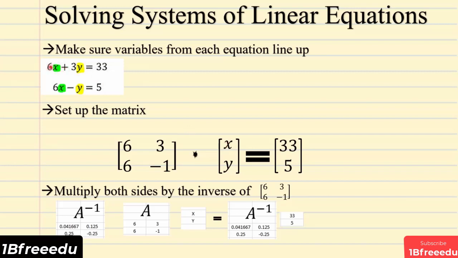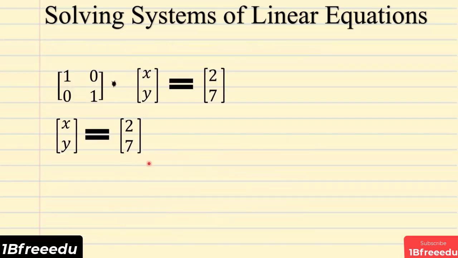Afterwards, we want to extract the coefficients from these variables, in this case 6, 3, 6, -1, put them in the matrix, and on the right hand side of the equation we want to put the constants, 33 and 5 in this case. After we arrive in this form, what we want to do is multiply by the inverse of this matrix, and if we carry out the multiplication, we're going to see that we get the identity matrix times this variable matrix equal to the solution of the system.